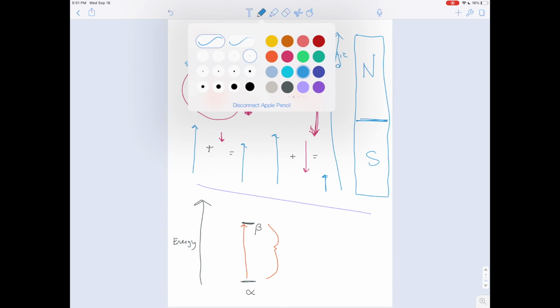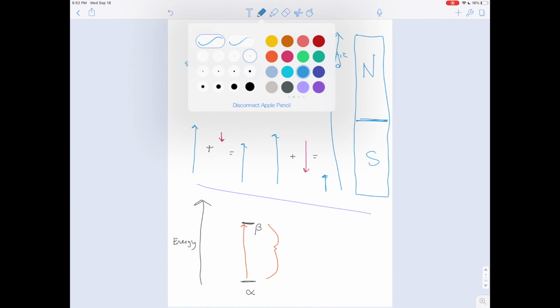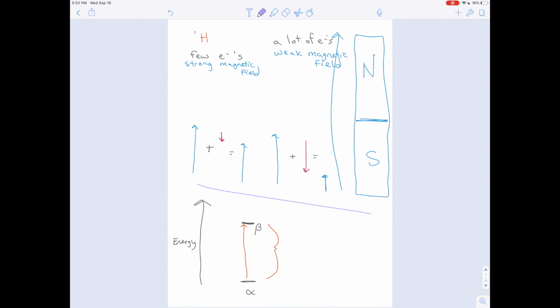And so, if you have a weak magnetic field, it's easier to flip the nucleus, and so you don't need as much energy to flip the nucleus. If you have a strong magnetic field, you need more energy to flip the nucleus.